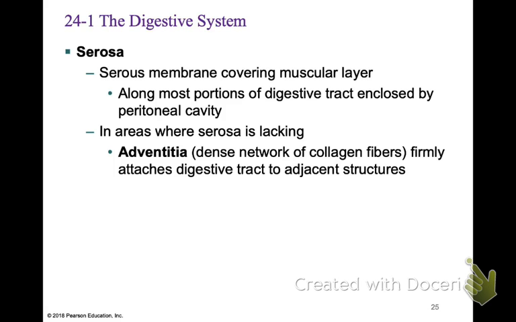Adventitia is just a dense network of collagen fibers that just kind of surrounds and replaces it. You also have an adventitia around your major blood vessels. So adventitia is just kind of a common term for a dense layer of collagenous tissue surrounding a tube.